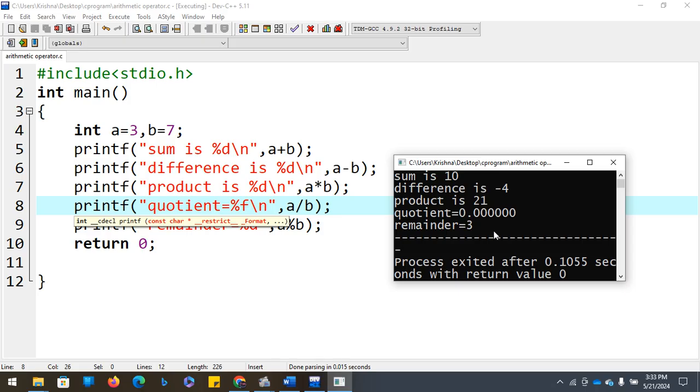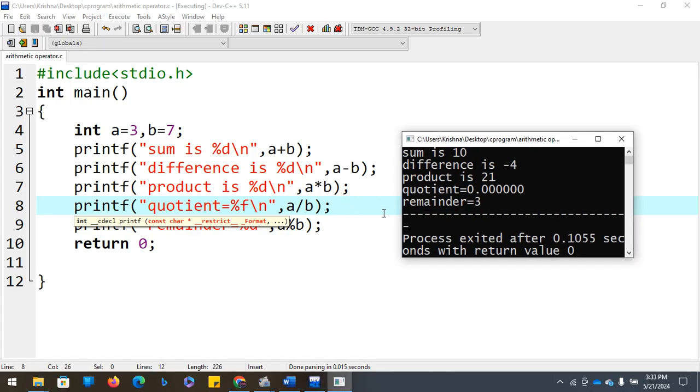So sum is 10, obviously. The difference is a minus b, that is 3 minus 7. Product is 3 into 7, that is 21. And quotient, actually when you divide a by b, it would be 0.4 and something, but we are getting 0.00. Now what is the reason behind this? I'll justify this in the next video, but for now let's assume that we are getting quotient 0 and remainder is 3. We can see here remainder is 3.